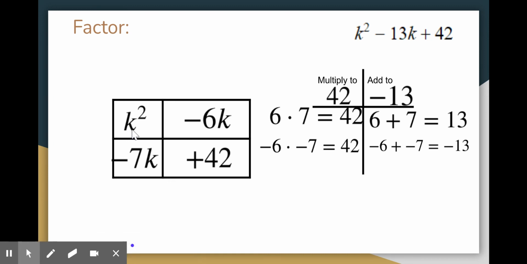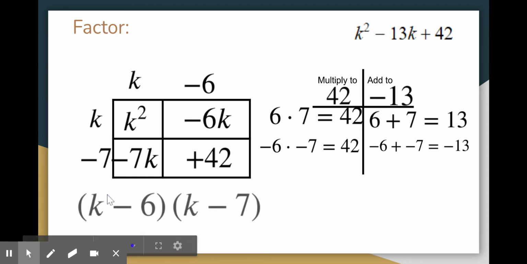So the greatest common factor between k squared and negative 6k is k. And then k times k is k squared. Then k times negative 6 is negative 6k. And k times negative 7 is negative 7k. So these are my factors, k minus 6 and k minus 7.